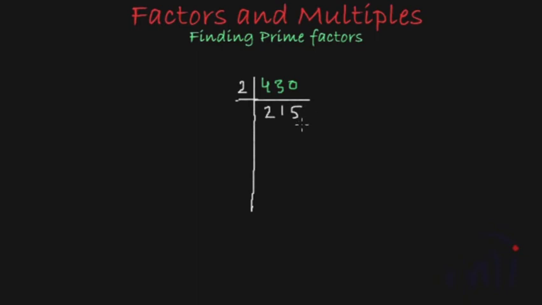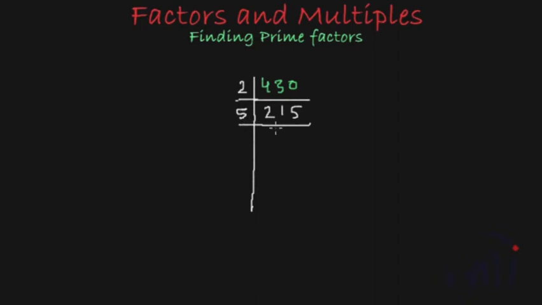Now it has an odd number at its units place, so it will not be divisible by 2, but it can be divisible by 3. So will it be divisible by 3? 2 plus 1 is 3, 3 plus 5 is 8. But 8 is not divisible by 3. That means this number is also not divisible by 3. So it will definitely be divisible by 5 because it has 5 at its units place.